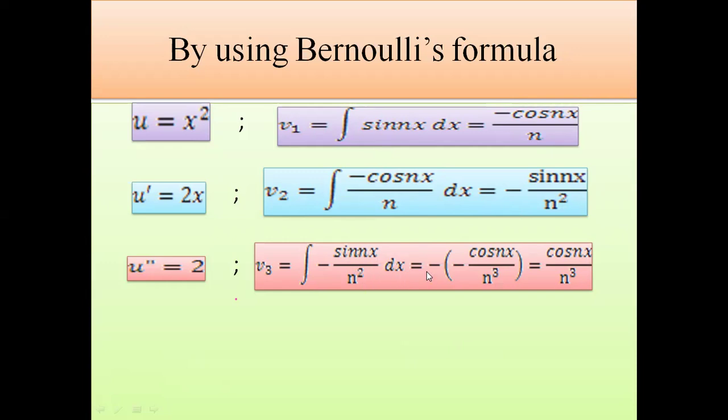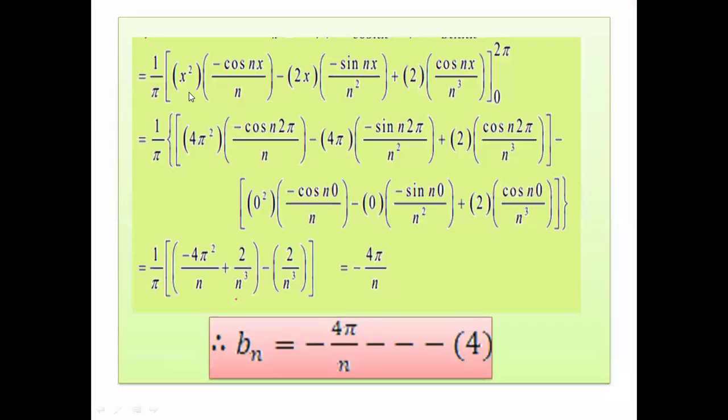V3 is the integral of minus sin nx by n square dx. Integrating sin nx, you get minus cos nx by n cube, and with the minus already there, minus of minus gives the plus sign: cos nx by n cube. That is the v3 answer. Now substitute u v1, u dash v2, u double dash v3. You get x square into minus cos nx by n, minus 2x into minus sin nx by n square, plus 2 into cos nx by n cube.